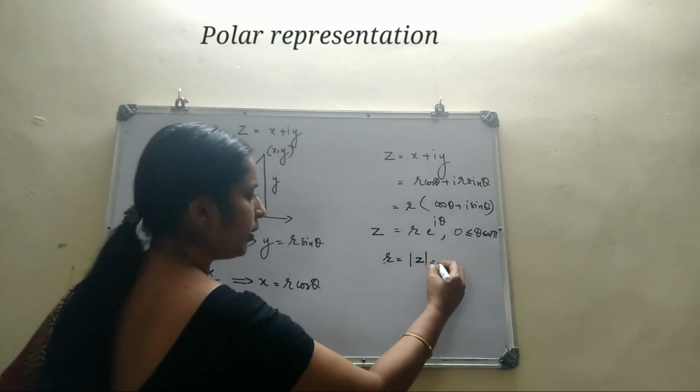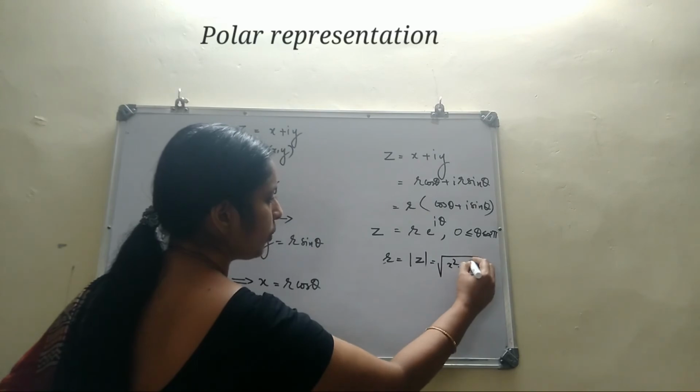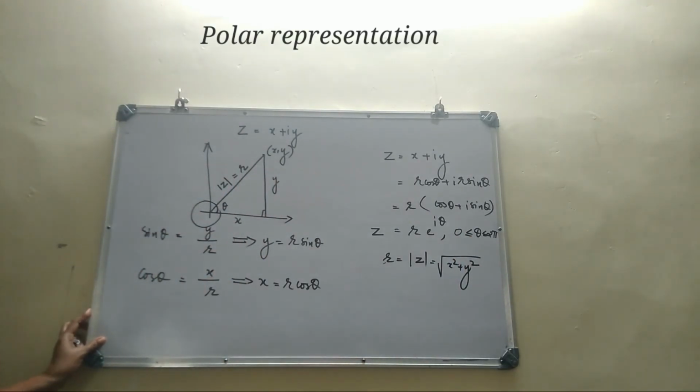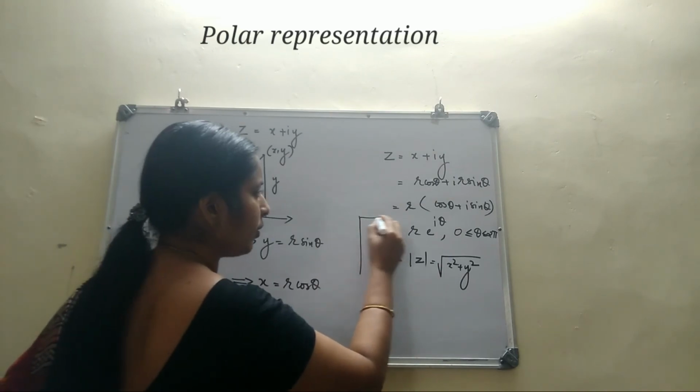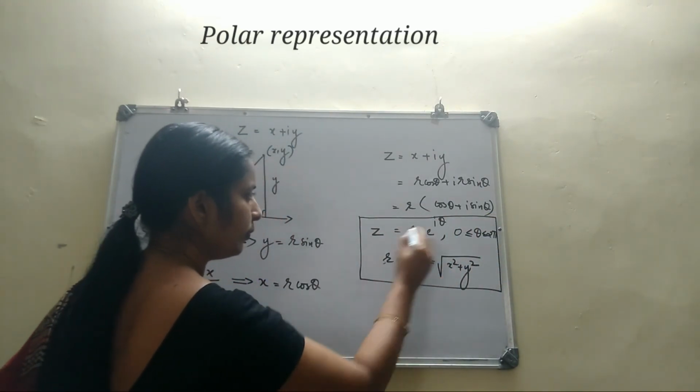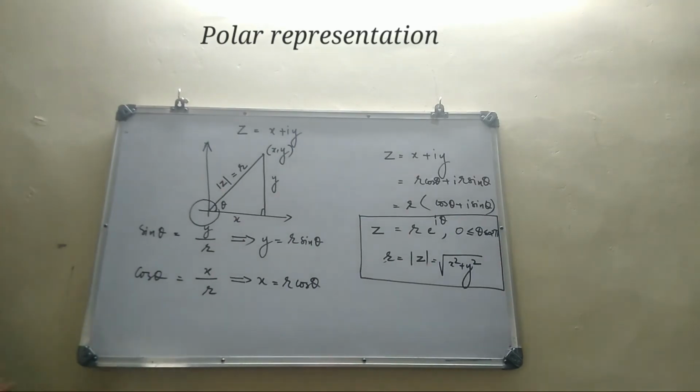See, mod z is root of x squared plus y squared. So we have another representation of z like this: z equal to r e raised to i theta. And this representation is known as the polar representation of the complex number, or the modulus and argument form. Here r is called the modulus or absolute value of the complex number. The angle theta is called the argument or amplitude of the complex number.